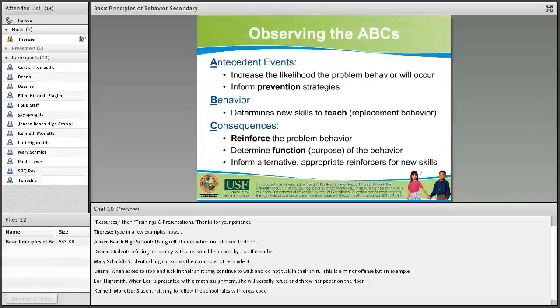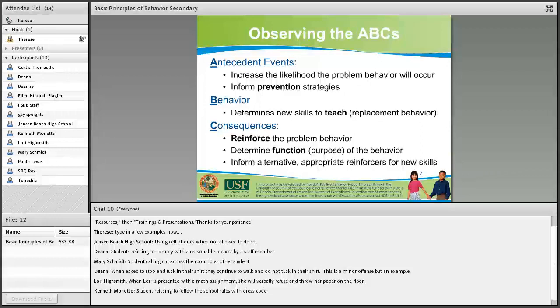So that's what you collect. This is why you collect those particular kinds of information. Now those antecedent events, those things that happen right before the problem behavior, increase the likelihood that the problem behavior will occur. Like I was saying with the slow triggers, if they're having a fight with their boyfriend or their girlfriend, that can increase the likelihood that they'll drop the F-bomb on the teacher when presented with a demand in the classroom. So antecedents increase the likelihood of the problem behavior.